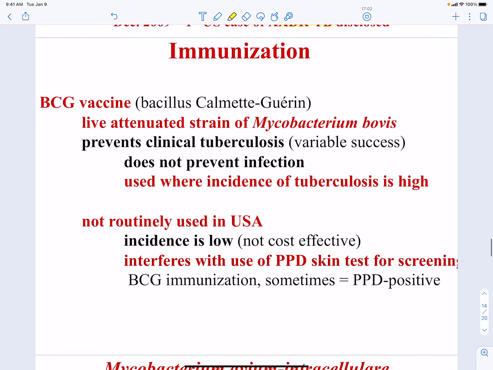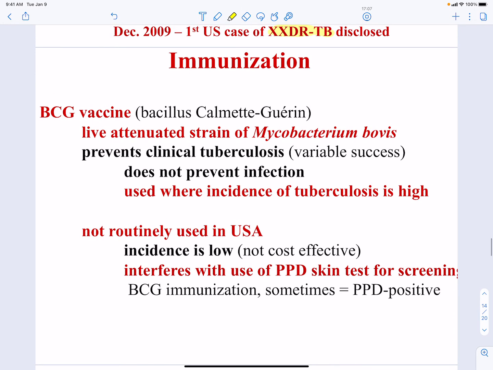Now there is a vaccine for TB. It's called the BCG vaccine, Bacillus Calmette-Guerin. And so this is a vaccine that is live attenuated. The strain of the Mycobacterium is from bovis, and it is still live. So it's going to have the ability to prevent clinical tuberculosis primarily in children. It does not prevent infection, and so it's only used where there's a high incidence of tuberculosis, such as India, and they use the BCG vaccine.